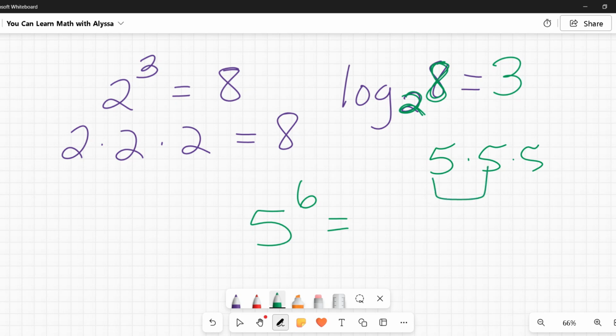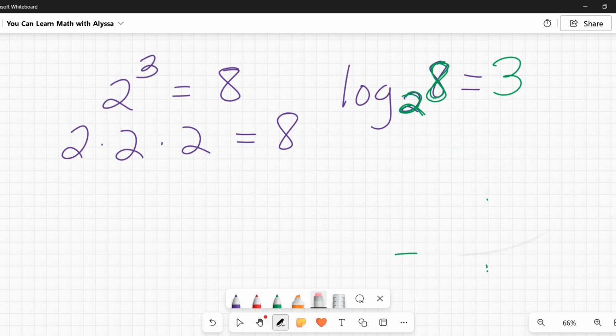You go, okay, 5 times 5 is 25. 25 times 5 is 125. And then, I might get to a point where I start writing it out, but I could get to 5 to the power of 6. I could solve that. However, there are going to be logs you cannot solve. I hesitate to say cannot when you're talking about math. You cannot solve easily, we'll put it that way, on your own without a calculator.